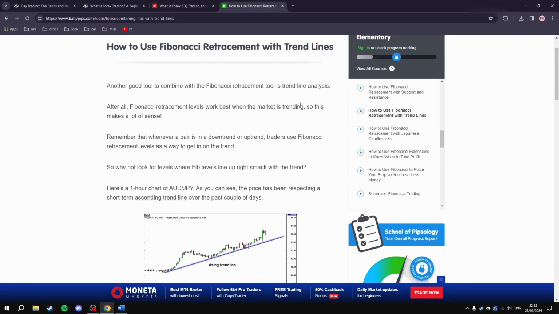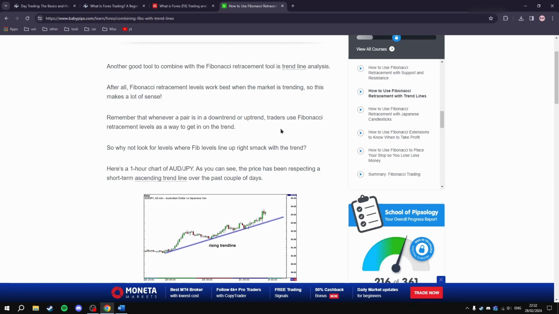After all, Fibonacci retracement levels work best when the market is trending, so this makes a lot of sense. Remember that whenever a pair is in a downtrend or uptrend, traders use Fibonacci retracement levels as a way to get in on the trend. So why not look for levels where Fib levels line up right smack with the trend?